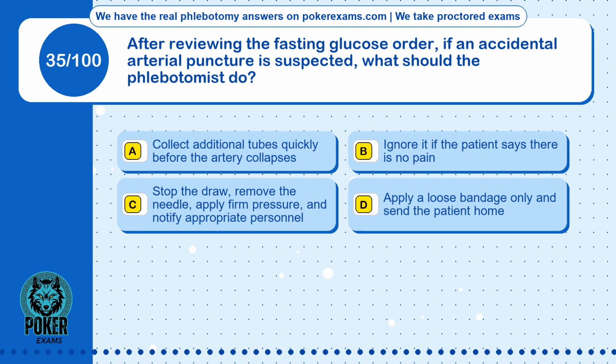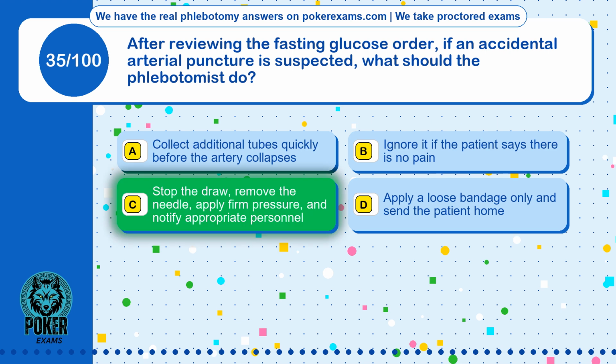Question 35. After reviewing the fasting glucose order, if an accidental arterial puncture is suspected, what should the phlebotomist do? Option A. Collect additional tubes quickly before the artery collapses. Option B. Ignore it if the patient says there is no pain. Option C. Stop the draw, remove the needle, apply firm pressure, and notify appropriate personnel. Option D. Apply a loose bandage only and send the patient home.